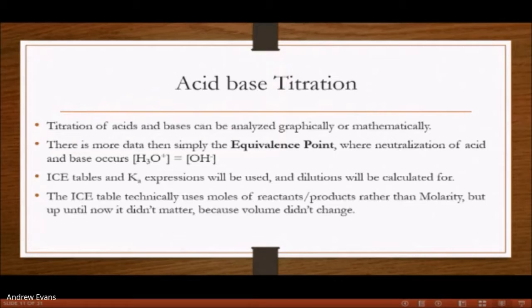However, when we calculate the molarity of acid and the molarity of base, we're going to need to turn them into moles, because depending on how much volume we have depends on how many moles we get added, and thus how many moles actually subtract. So it's something we'll take into account as we do some of these math problems.